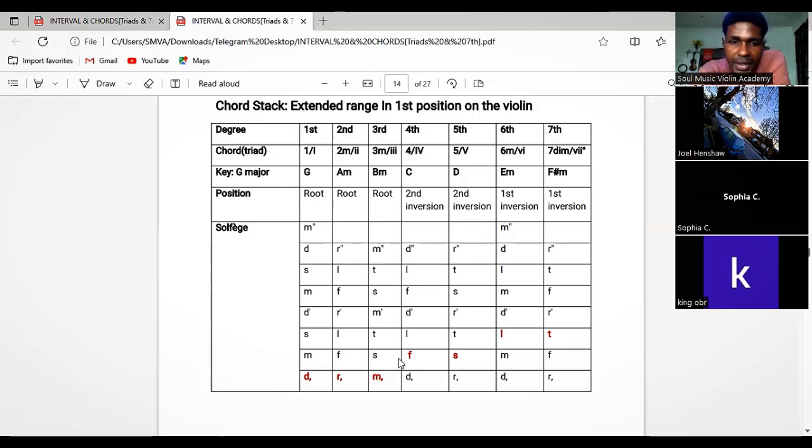Now you could see that for the third chord, I started from mi, which is the root position. But for this, I started from second inversion. Why didn't I start from root here? Who can tell me why I started from second inversion here for your fourth chord?